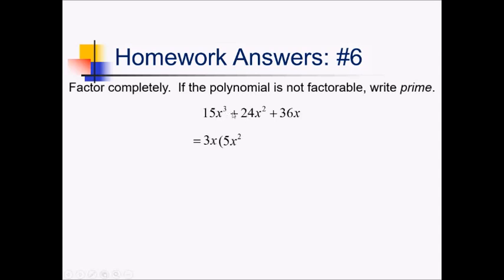Now if I take 3x out of 24x squared, that gives us an 8x that we're adding. And then 36x divided by 3x is just going to be 12. The x's cancel completely. So that is our factorization for this.